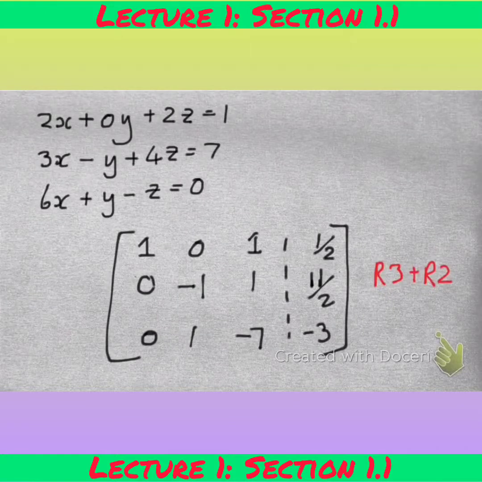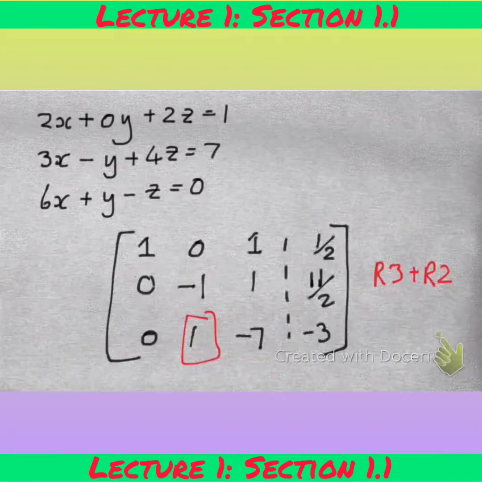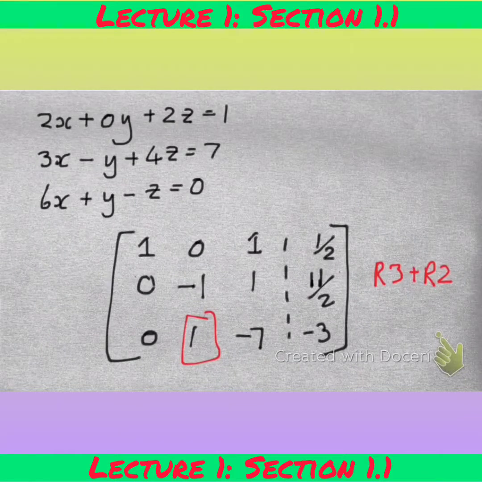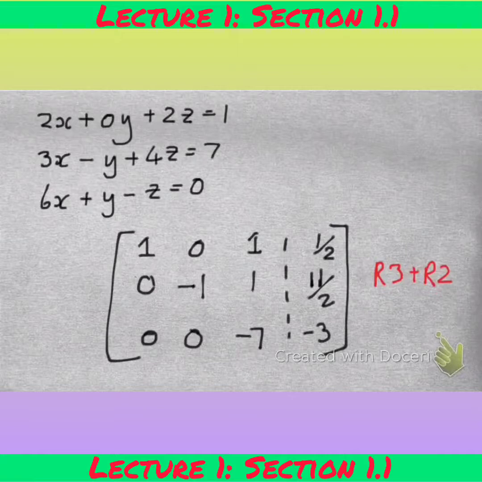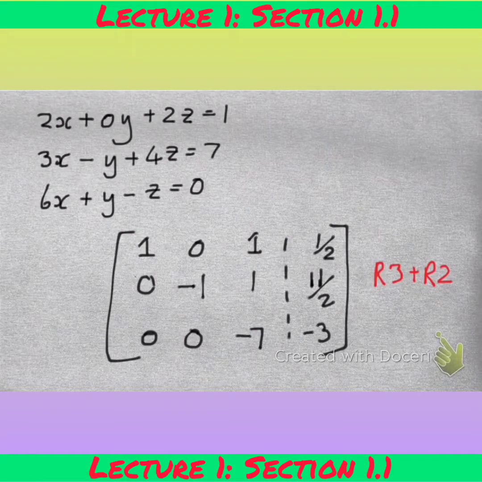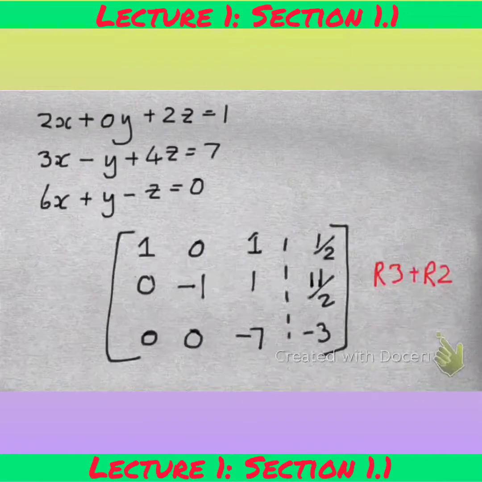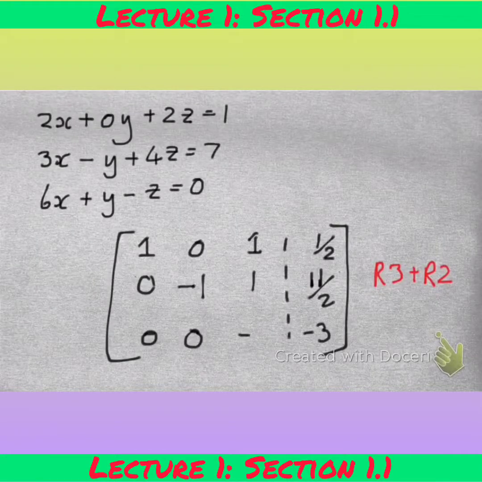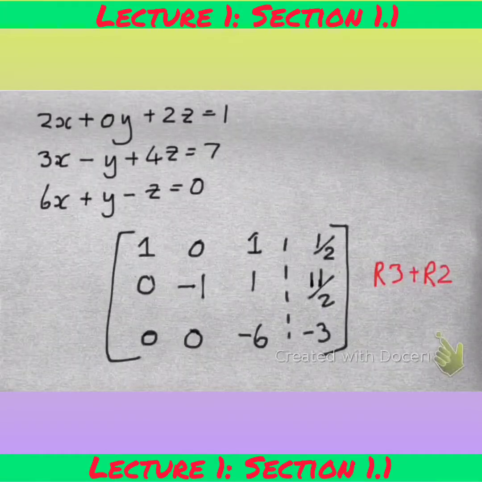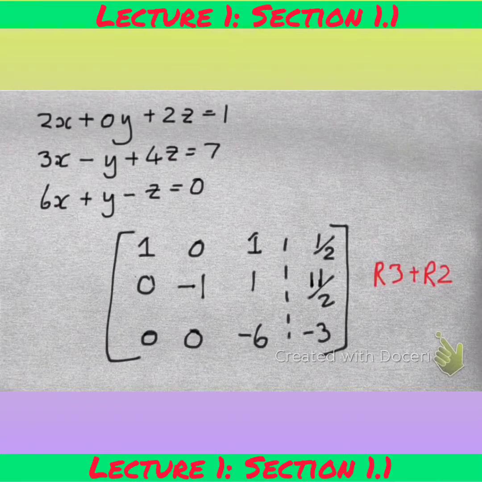Then I'm going to change the third row by adding the second row to the third row. So we're going to get here, this entry here is going to become 1 plus minus 1, which is going to be 0. Then the next entry is going to be 1 plus minus 7, which is going to be minus 6. And this last entry is going to be 11 over 2 minus 3. And that is 5 over 2.